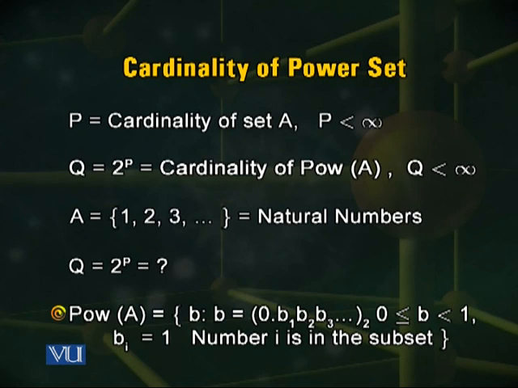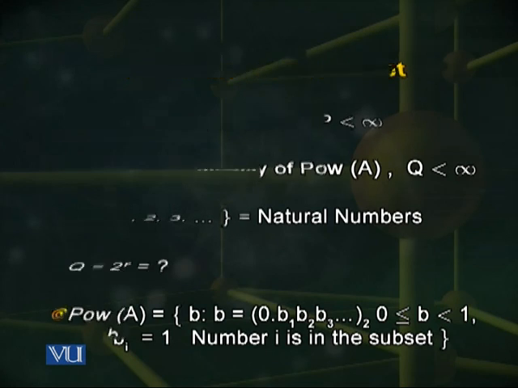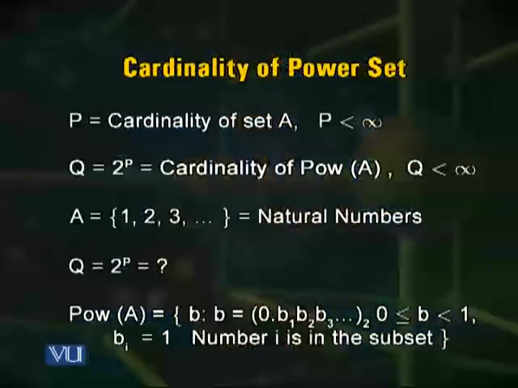or not. For example, if we are writing a number 0 point B1 and B1 is equal to 1, then natural number 1 is present in that subset. Similarly, if there is a number 0 point B1, B2 and B2 is 0, then the second element, natural number 2, is not present in the set.